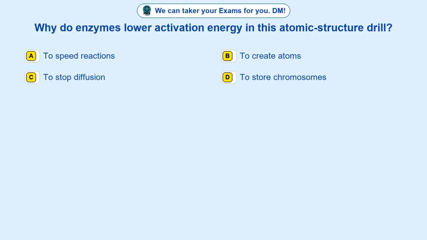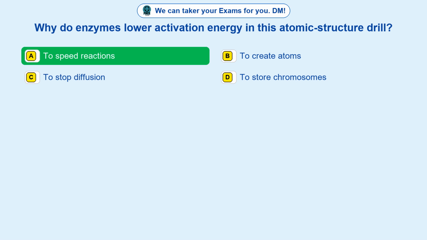Question 5. Why do enzymes lower activation energy in this atomic structure drill? Option A, to speed reactions. Option B, to create atoms. Option C, to stop diffusion. Option D, to store chromosomes. The correct answer is option A, to speed reactions.